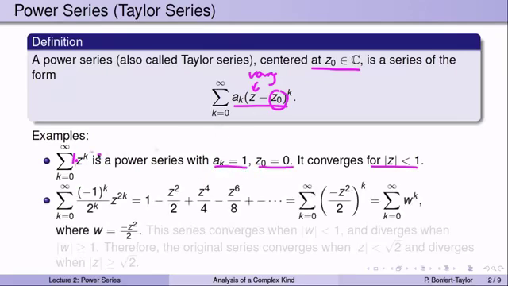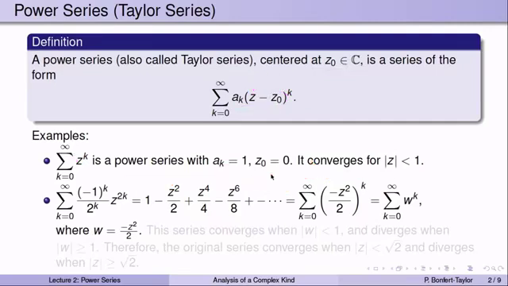Here's another example. The series sum of (minus 1) to the k over 2 to the k times z to the 2k. So this series only has even powers of z. So all the odd coefficients are equal to 0. ak is equal to 0 if k is odd. And the even coefficients of the form a2k are equal to (minus 1) to the k divided by 2 to the k. And we have z0 is equal to 0 again.